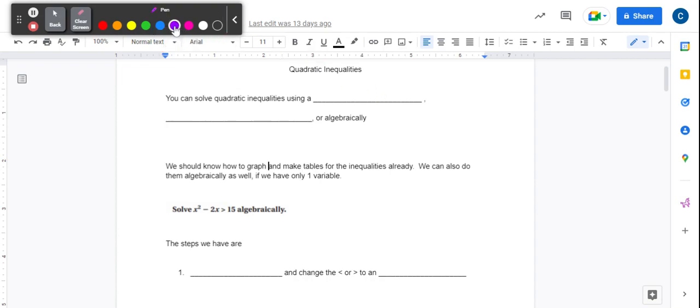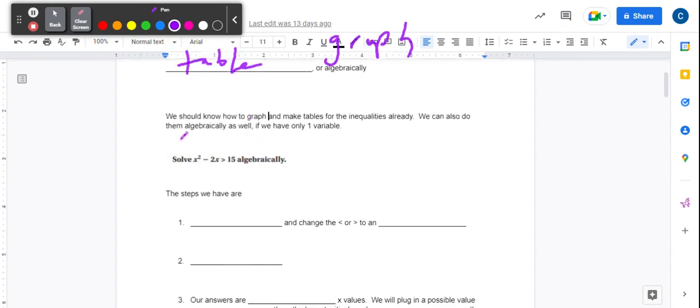Okay, talking about quadratic inequalities here on the 5F notes. We could solve them using a graph, using a table, or algebraically. I'm going to talk about doing it algebraically here because it's kind of interesting how we can do this. So I want to talk about how to solve this algebraically.